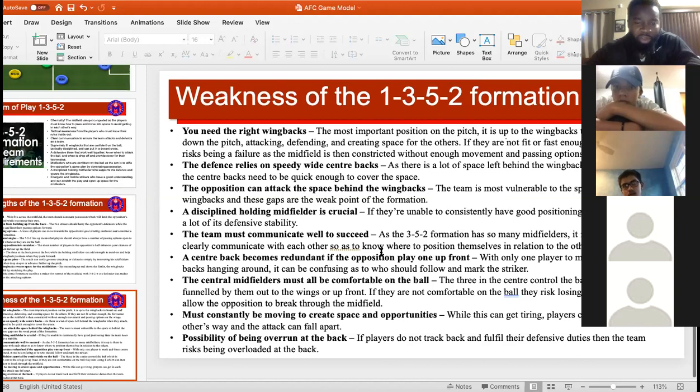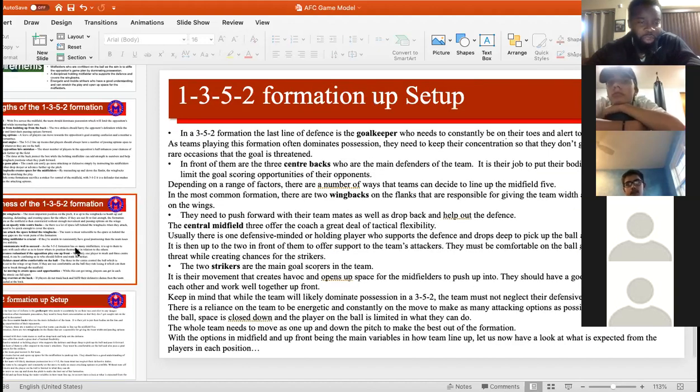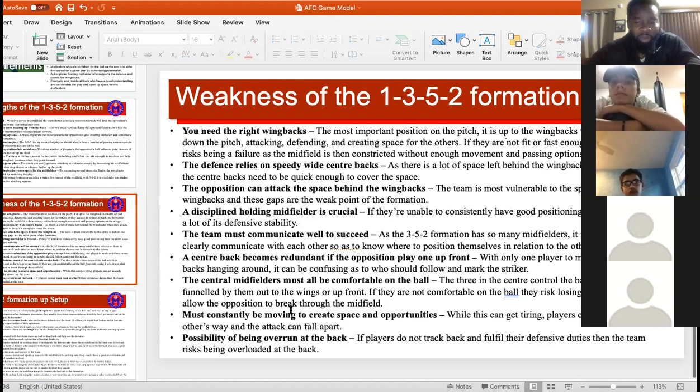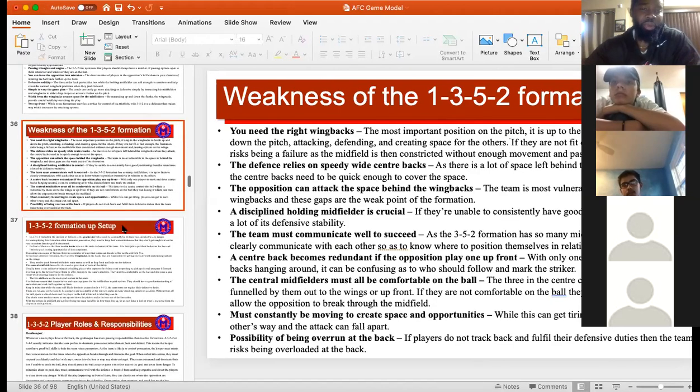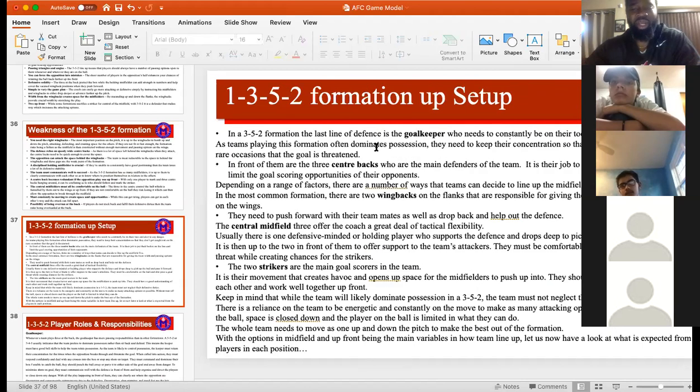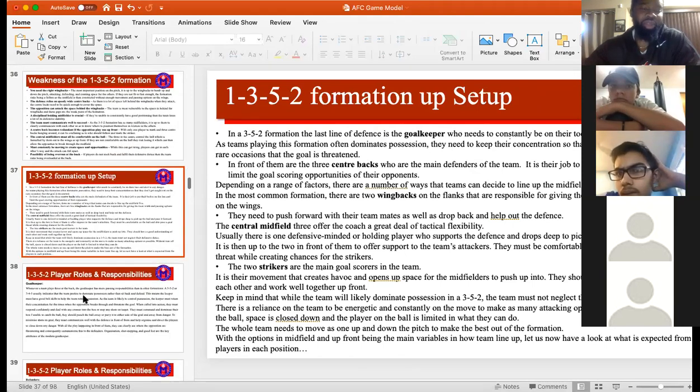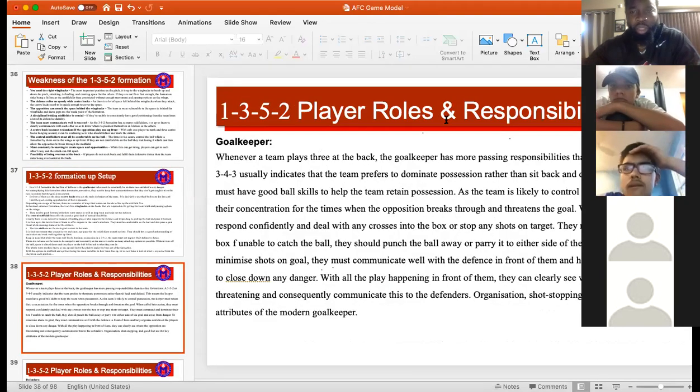There is a huge possibility of turning the ball over. If players do not track back, if we do not go back and forth defensively, we're going to lose possession of the ball. And if we do lose possession, it's going to hurt our team, right? And then the setup, goalkeeper and center backs, wing backs, central midfield, striker, and all that, the player responsibilities.